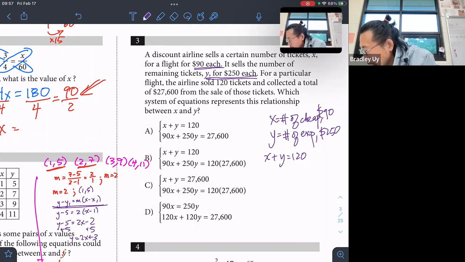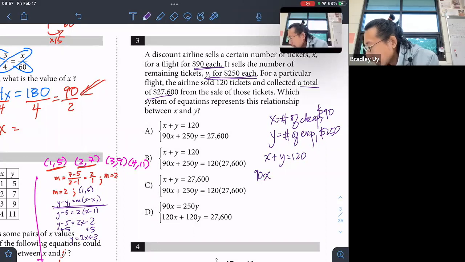The next equation will involve money, the money you bring in. We collected a total of 27,600. So if you sell one cheap ticket, you will get $90. So to make that true in an equation, you have to do that. Now, how does this simple expression work? If we sell one cheap ticket, we get $90. If we sell 2 cheap tickets, we get 180. And that's the essence of why we want to multiply these 2 quantities.